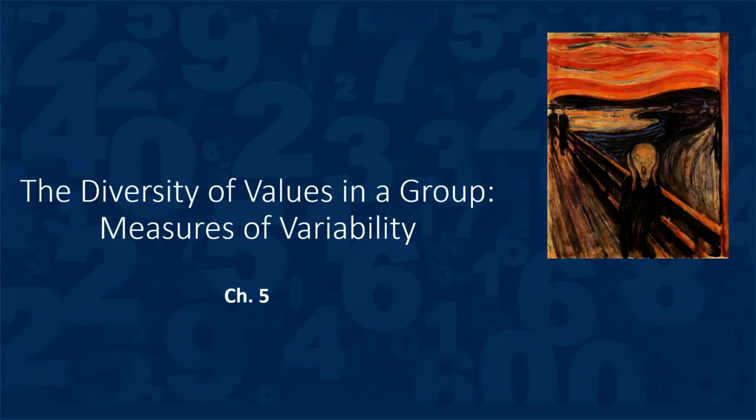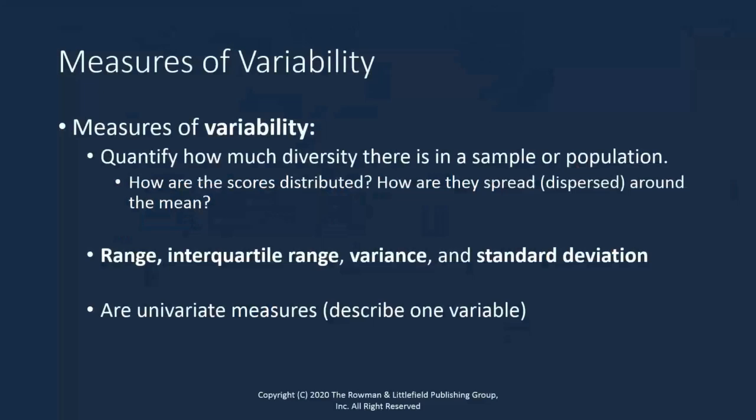We are moving into Chapter 5, which we have talked very briefly at a broad level about a couple of times up until now, which is the diversity of values in a group. Last week when we talked about central tendency and the mean, median, and mode as measures of what is typical, we also mentioned that in order to know what is typical, we also need to know more about the data distribution and the diversity of values in a group, because what is typical doesn't necessarily reflect how much diversity there is around that measure. That's what measures of variability will tell us.